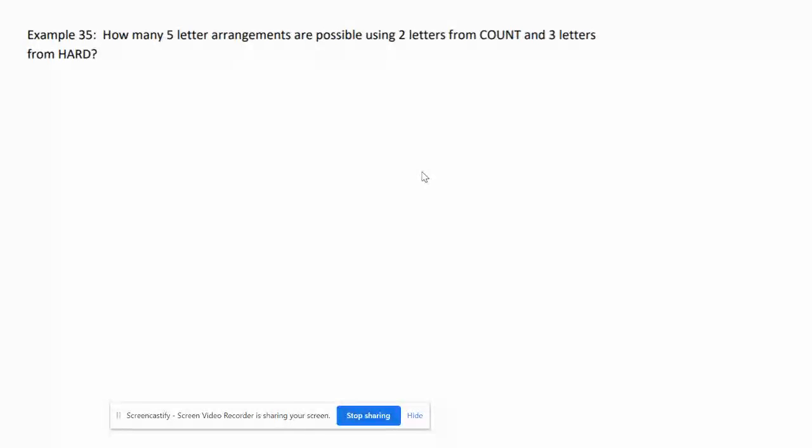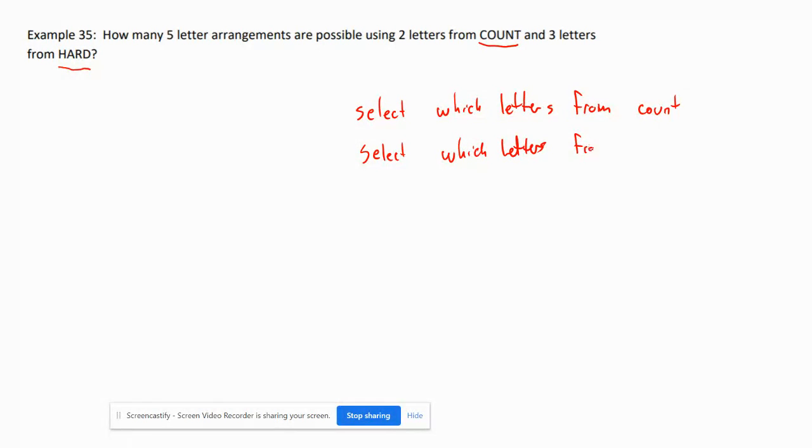Now, the problem is, I don't know which letters from here I'm taking, and I don't know which letters from here I'm taking. So in this question, what we need to do first is select which letters from count and then select which letters from hard. Okay. All right.